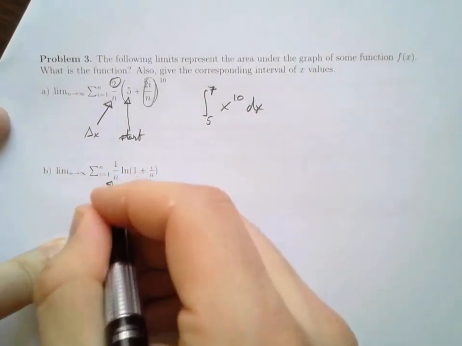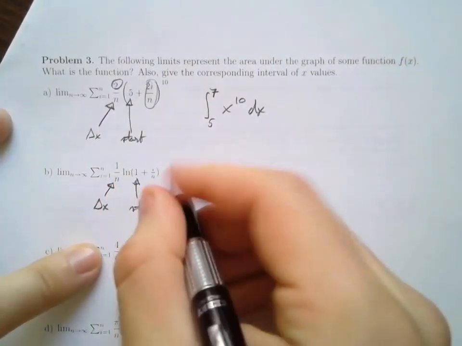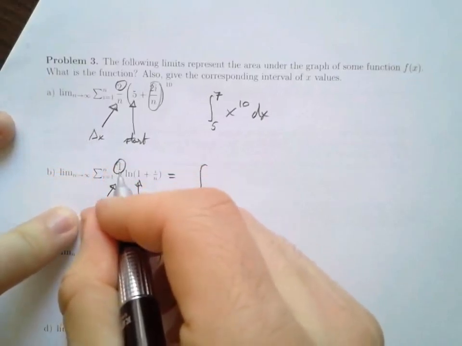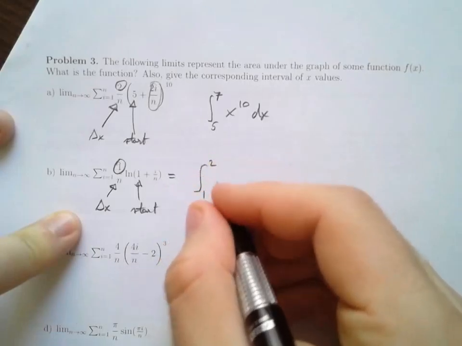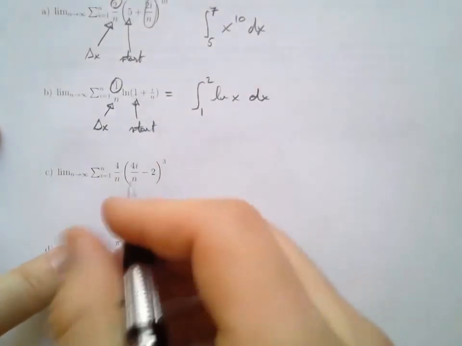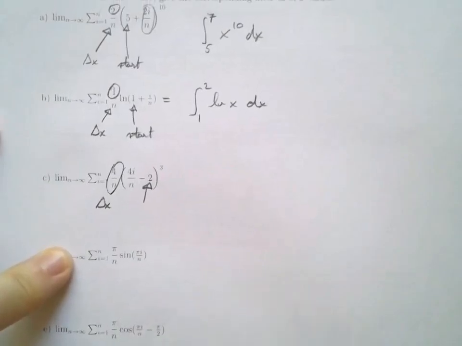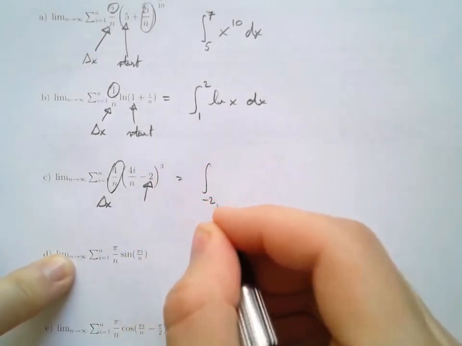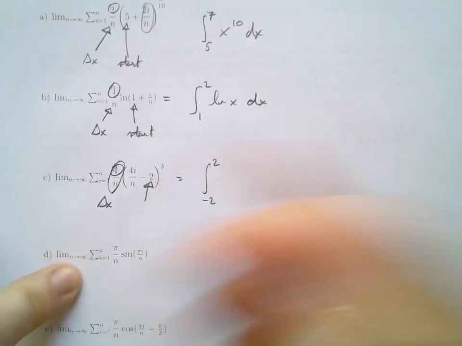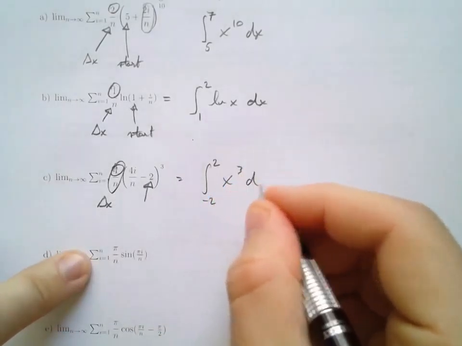For the second one, this 1 over n is the delta x, and that's the starting point. So the lower bound is 1. The width of the interval is whatever's on top of the delta x, so 1. I go from 1 to 2, of ln x dx. For this one, again, I have my delta x here. The starting point is negative 2, because I'm subtracting it. The thing on top of the delta x is a 4, so minus 2 plus 4 is 2, which means the bounds are from negative 2 to 2, exactly 4 units apart, and the function is x cubed dx.